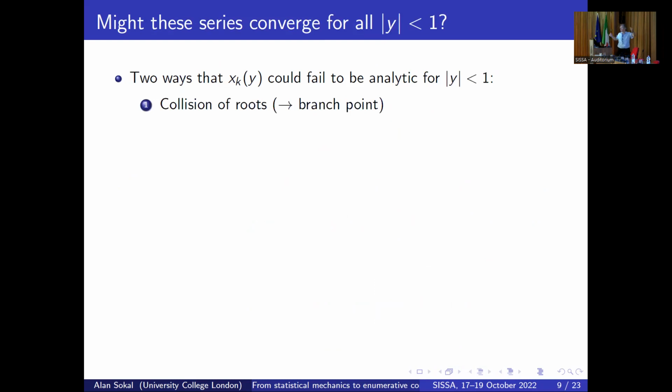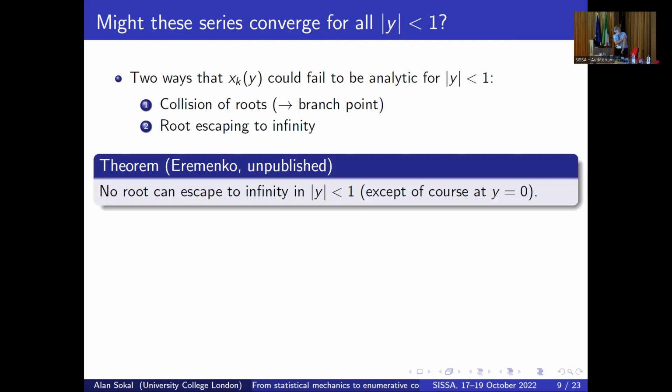One possibility is that two roots collide. And when two roots collide, you get a square root branch point. The second possibility is a root escapes to infinity. And there's a theorem of Alex Eremenko, unpublished, but in an email to me, where he proves that no root can escape to infinity in the open unit disk, except, of course, at y equals 0. At y equals 0, all the roots, except for the leading root, do escape to infinity. They escape like y to the minus k. But everywhere else, no root can escape to infinity in the open unit disk.